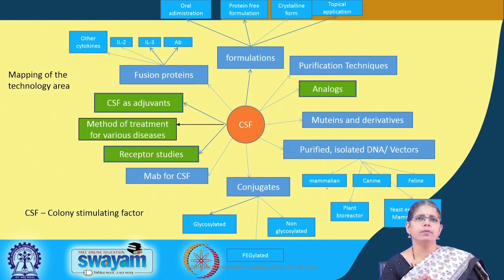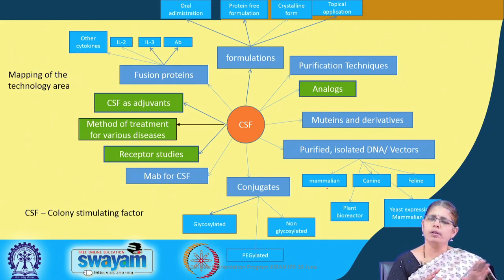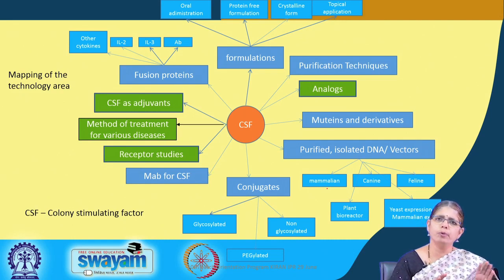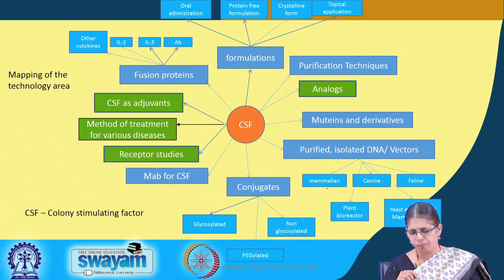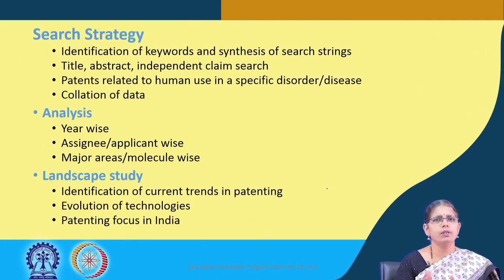Once you have this mapping done, then one embarks on either looking at a general landscape where you are looking at all improvements in relation to CSF, or you are looking at a narrow landscape where you are looking at certain aspects of CSF and the growth of technology in that. So, the search strategy will depend on where the focus of the landscape is.